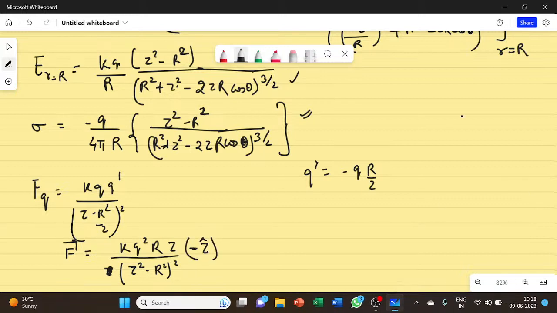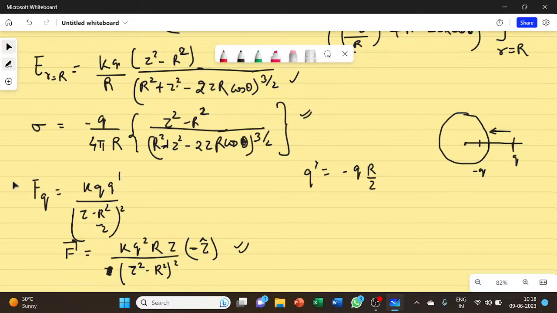Okay, because there is a point charge, sorry, image charge, which is negative, and the original charge was positive, obviously this is going to attract it in this direction. So towards minus z cap, this would be the expression of force, that is k q square z r upon z square minus r square whole square. This is the force that your original charge will feel.